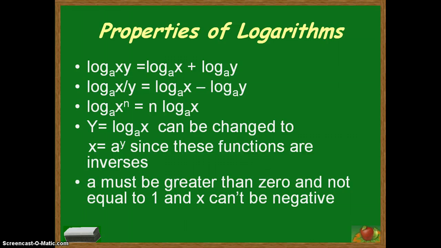Keep in mind, however, a, the base, must be greater than 0 and not equal to 1, and x cannot be negative. Why can't x be negative? Well, when you think about it, look at the exponential form, x equals a to the y. Is there any way with a positive base a that I could get a negative number x by raising it to some power y? The answer to that question, people, is no.